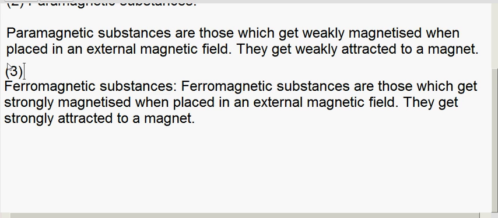Whereas paramagnetic substances are those which are weakly attracted towards a magnet, or when you take a paramagnetic substance near to an external field or near to a magnet, it gets weakly attracted. Whereas on the other side, if you take a ferromagnetic substance near a magnet, it will be strongly attracted by the magnet. So I have told you in general what is diamagnetic, paramagnetic, ferromagnetic.